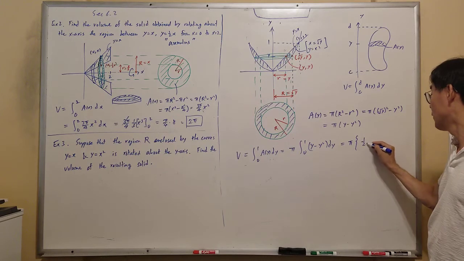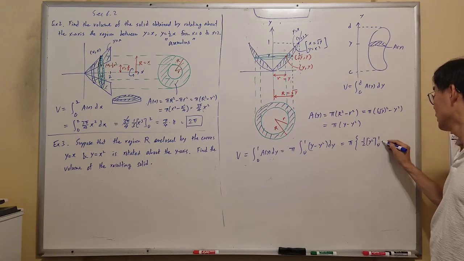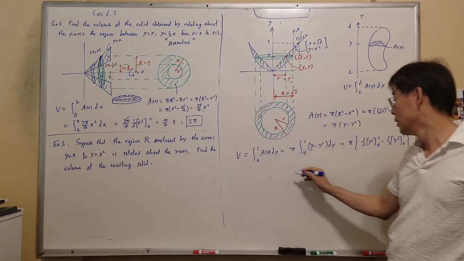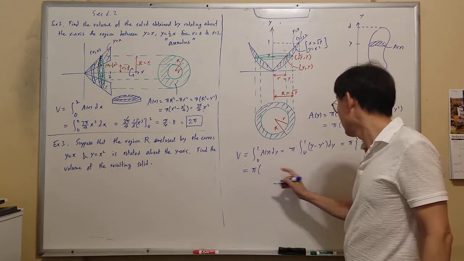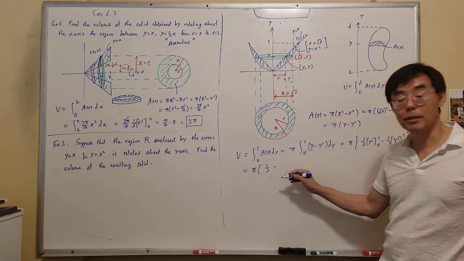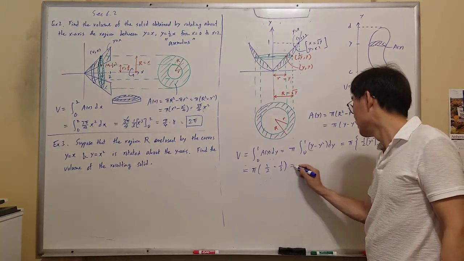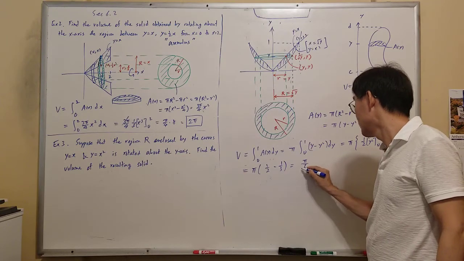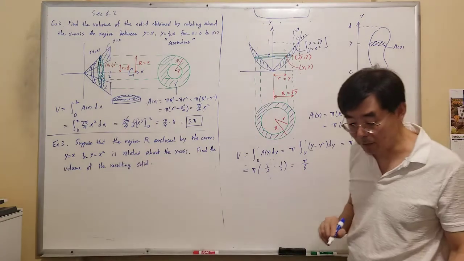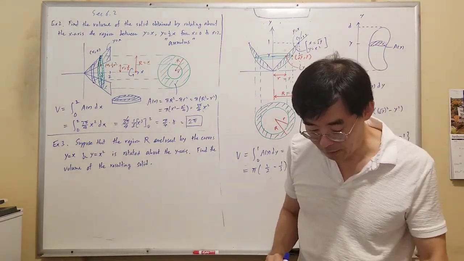This is 1/2 of y squared from 0 to 1, minus 1/3 y cubed from 0 to 1. So this will be pi times 1/2 minus 1/3 times 1, so 1/3. Pi over 6, because this is 1 over 6. 3 over 6 minus 2 over 6, 1 over 6. Okay?